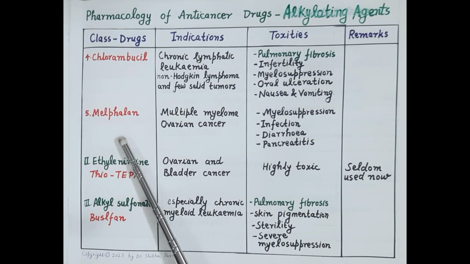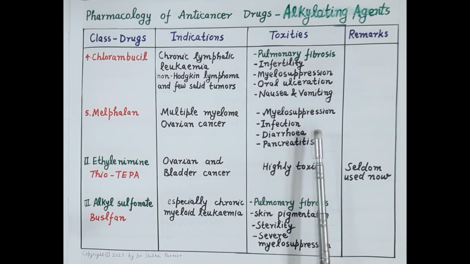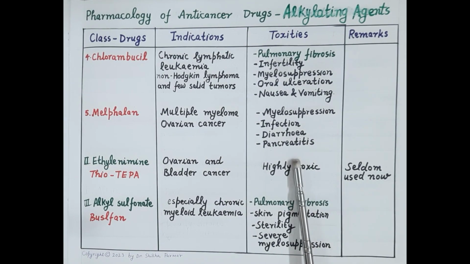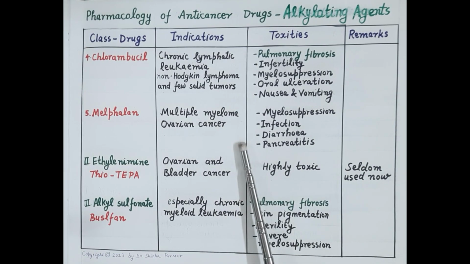Now, the next drug is melphalan. It is very effective in multiple myeloma and is also used in ovarian cancer. Myelosuppression is the major toxicity. Infections, diarrhea, and pancreatitis can also occur. So, these are the drugs of the nitrogen mustard class of the alkylating agents.